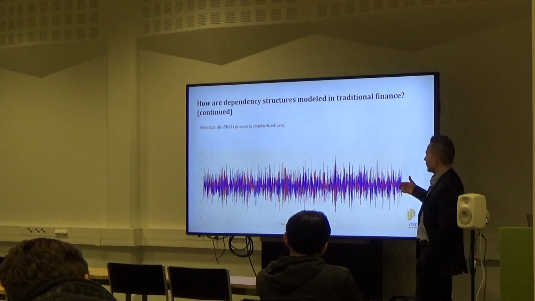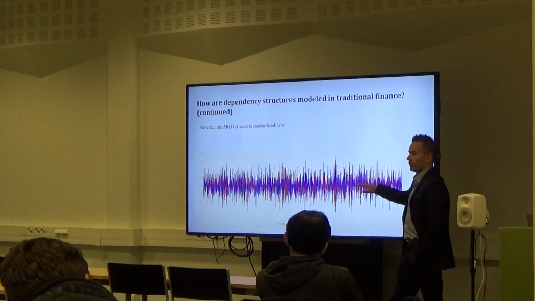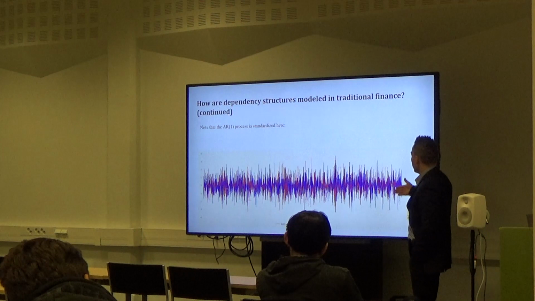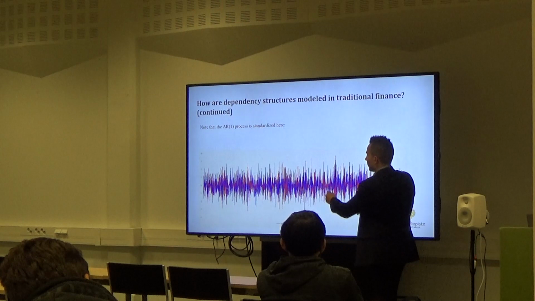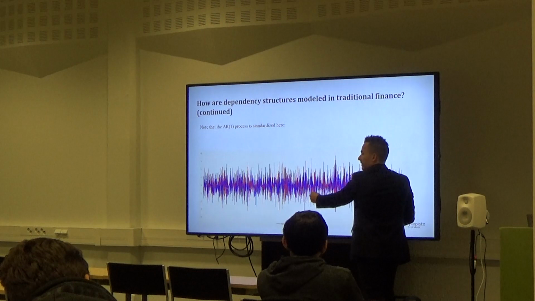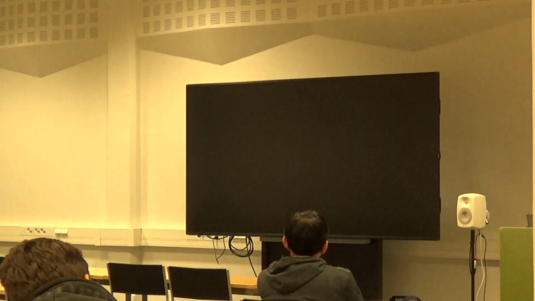And what we see is that for the blue graph there's no predictability. It's white noise. But in the red graph, you see predictable patterns, because obviously it clusters. Whenever there's a large event, it's followed by a large event, and so on. So it clusters. So there's predictability.